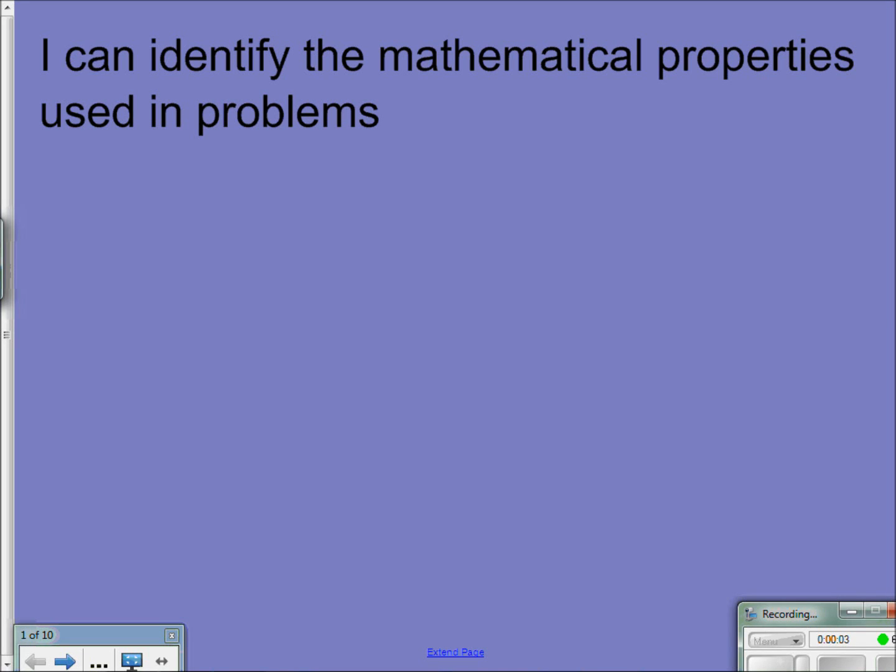Today we're learning about the properties of math. Our objective is that I can identify the mathematical properties used in problems.